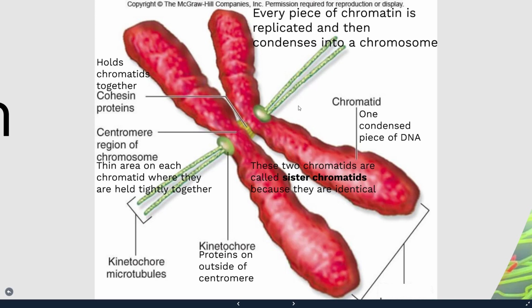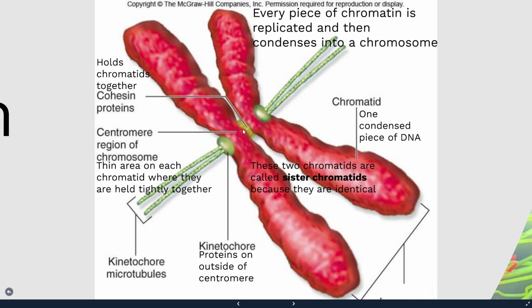So even though this structure here is made of two identical separate pieces of DNA, those pieces of DNA are held together. And because they are physically connected, this is considered one chromosome. So what you see here, this is one chromosome. Each condensed piece of DNA on the right and on the left here is a chromatid. And since these two chromatids are identical to each other, they are what are known as sister chromatids.